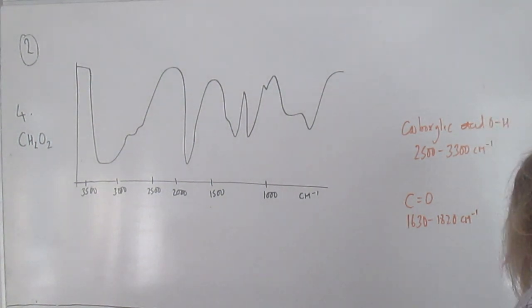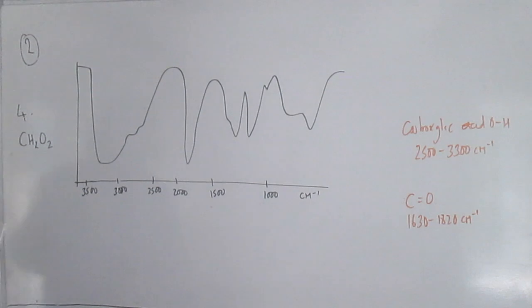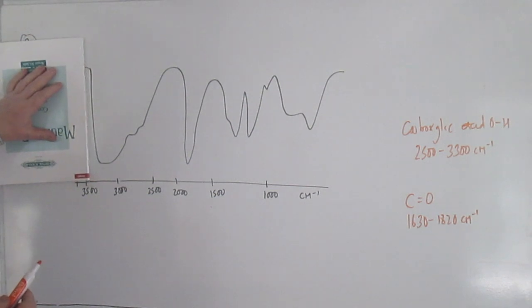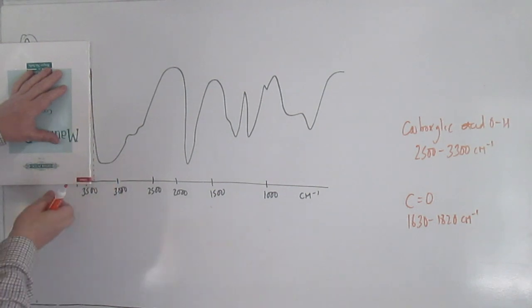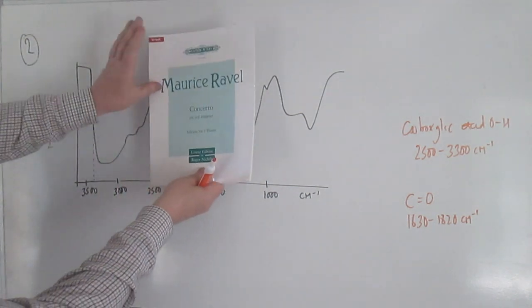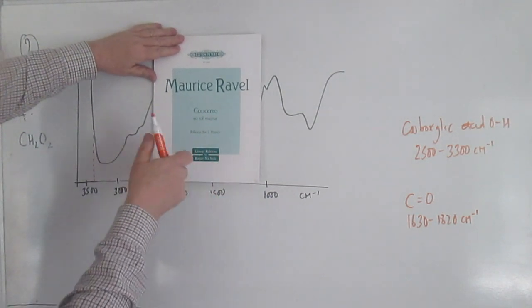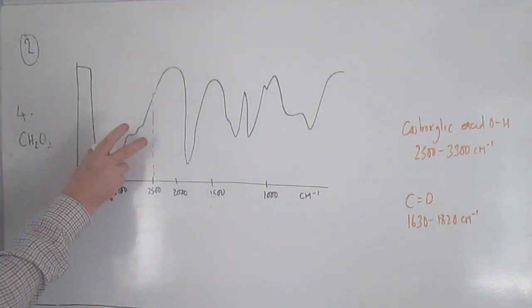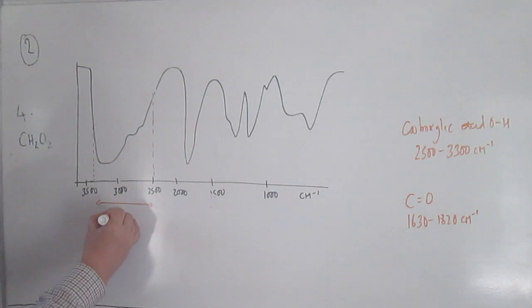So again, you get your right-angled device out and you just say, right, 2,500 to 3,300, where does that come? So it's going to be somewhere sort of there, and here. Put that on there. Okay, so that fits, because that huge broad peak is coming within that range, so that's carboxylic acid OH.